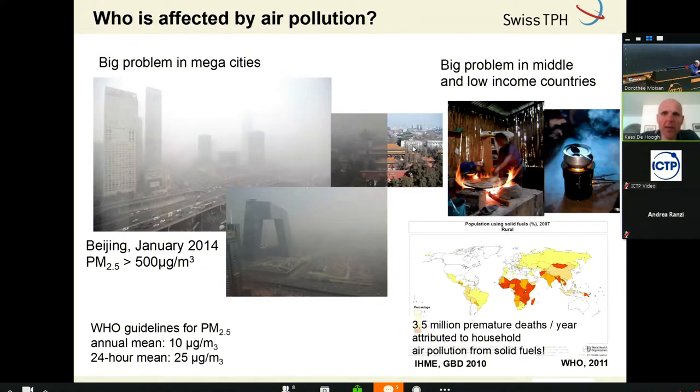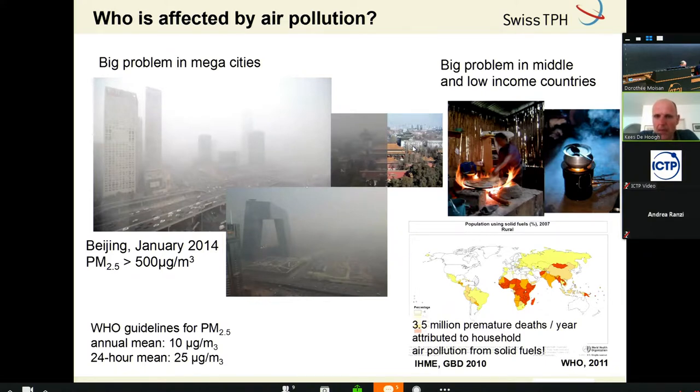But it's not only a problem in those mega cities. In the developed countries, it's also a big problem in middle and low income countries. And that's mainly to do with cooking and the way they cook indoors. So as you can see here, using solid fuels, cooking whilst being exposed to the fumes coming off that. And you can see that here as well in this map. It's 3.5 million premature deaths per year attributed to household air pollution from solid fuels, which is a huge problem.